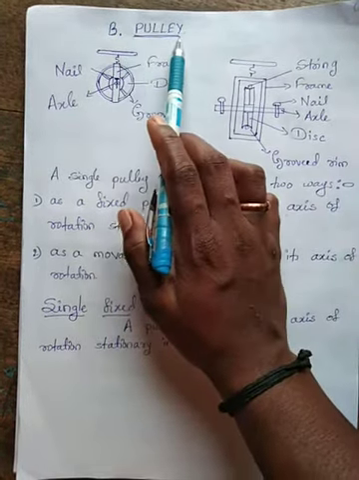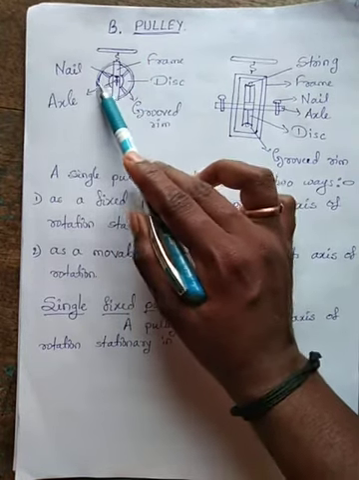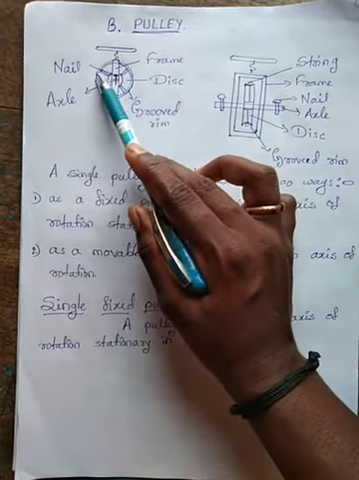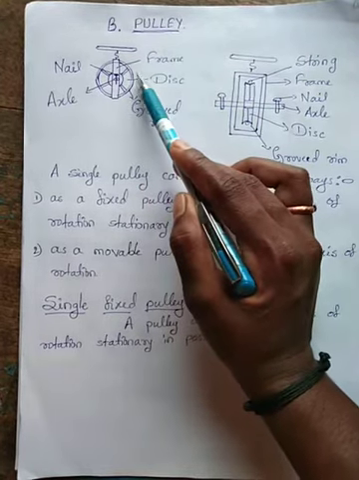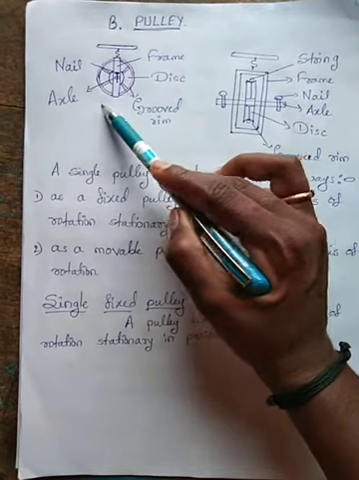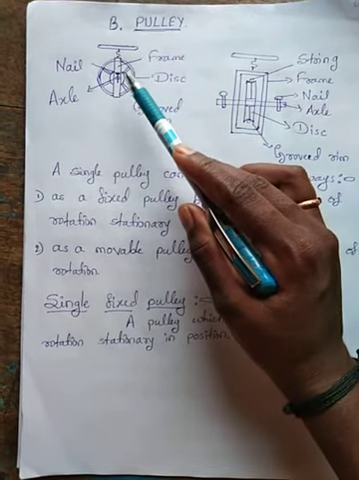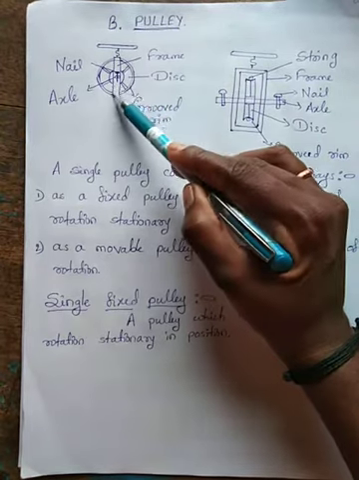Pulleys. In the machines chapter, the second concept is the pulley. A simple pulley is a metallic or wooden disc with a grooved rim, and a string or a rope is passed over the grooved rim. The disc rotates about an axle that passes through its center.